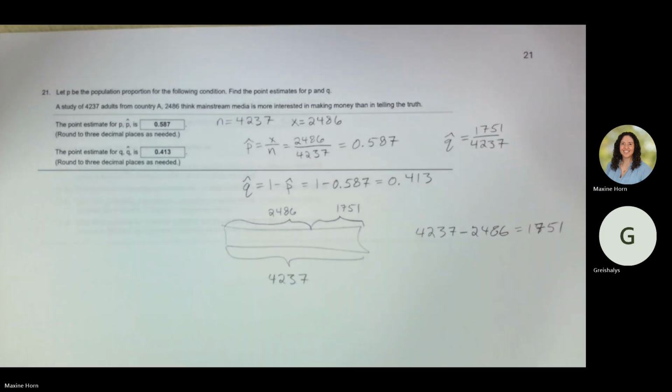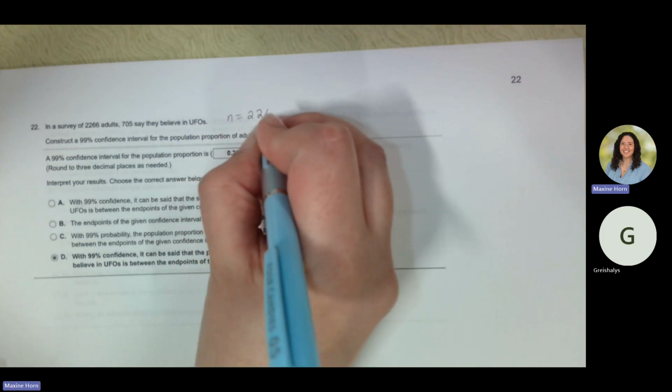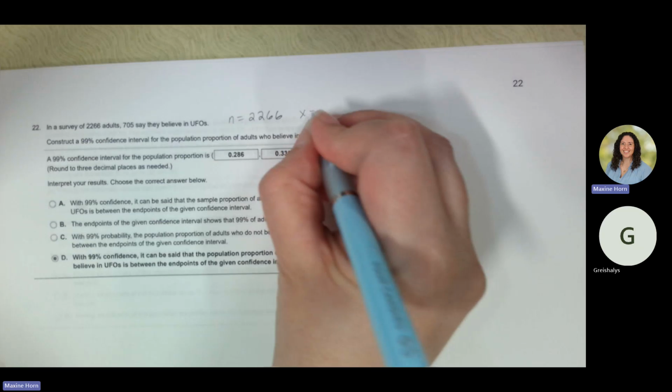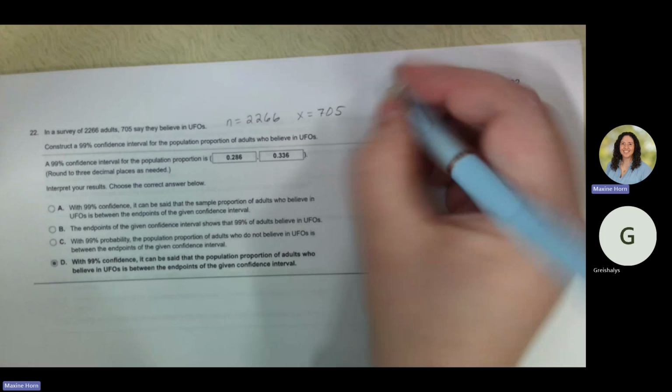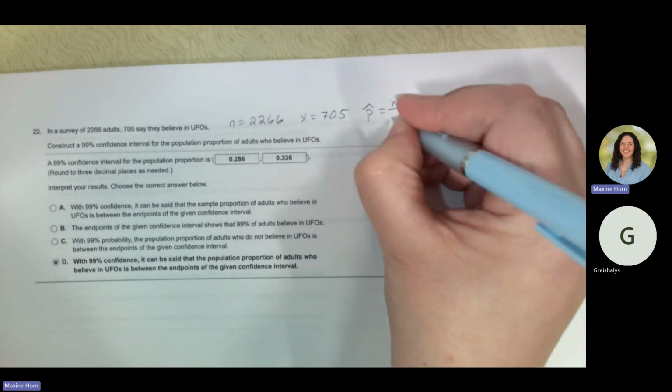Okay. All right. Okay, we're almost done. Got just a few more left. In a survey of, that's N equals 2266 adults, 705, that's an X value, 705, say they believe in UFOs. I believe. Right? Isn't that Mulder and Scully, right? Mulder was, I believe.